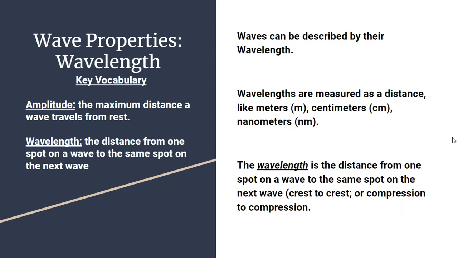Waves can also be described by their wavelength. A wavelength is measured in a distance measurement, like meters, centimeters, or quite often you might see for wavelengths that we'll be working with the measurement of a nanometer. The wavelength, though, is the distance from one spot on a wave to that exact same spot on the next wave, like the crest to crest or compression to compression in a wave. You can see we've added that definition of a wavelength to our key vocabulary section. Make sure that it gets recorded in your notebook.